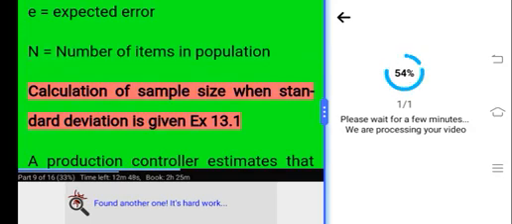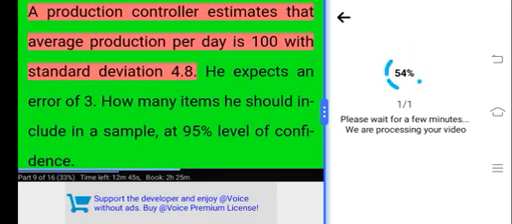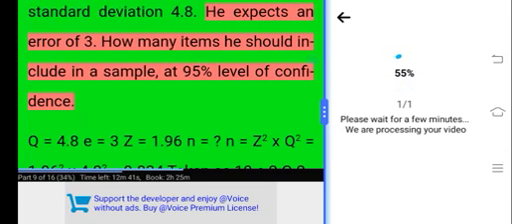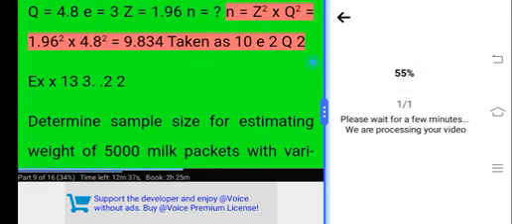Calculation of sample size when standard deviation is given. Example 13.1. A production controller estimates that average production per day is 100 with standard deviation 4.8. He expects an error of 3. How many items should he include in a sample at 95% level of confidence? Sigma equals 4.8, E equals 3, Z equals 1.96. n equals Z squared times sigma squared over E squared equals 1.96 squared times 4.8 squared over 3 squared equals 9.834, taken as 10.